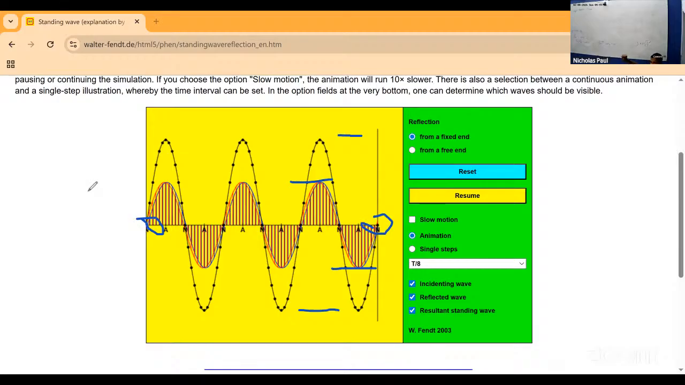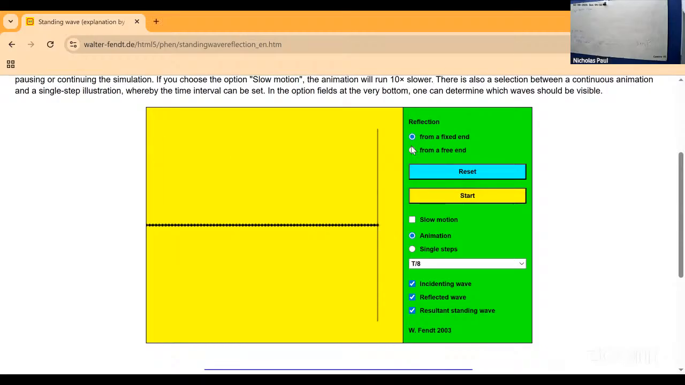Suppose I open up one end, which is here. One end free. Watch this here. You just keep going until it stretches out.